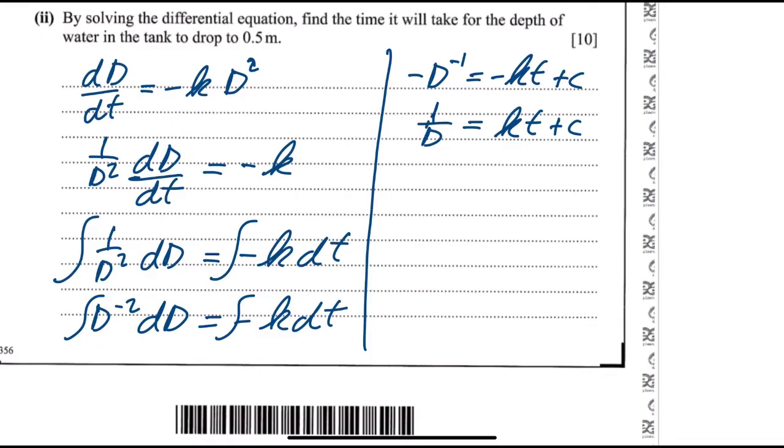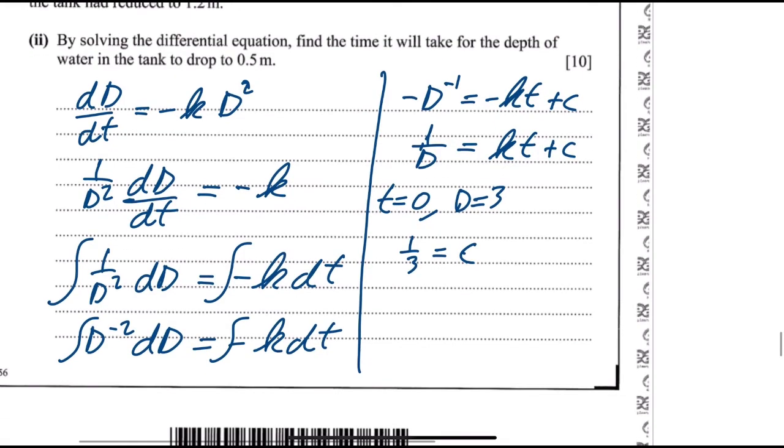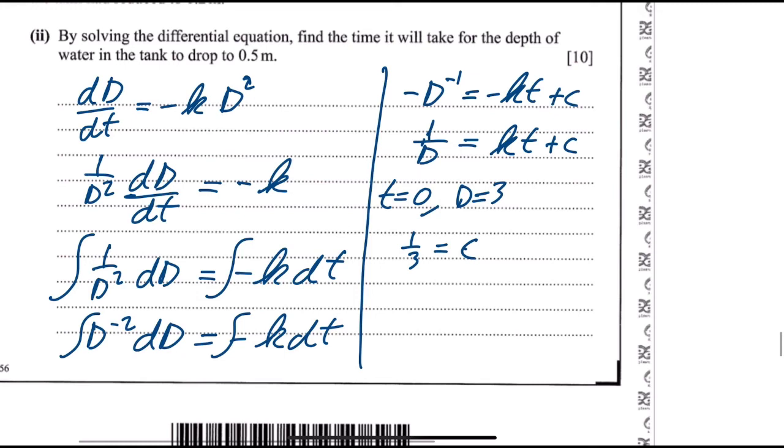Right, we're told the initial depth of water in the tank. So initially, when t is equal to 0, the depth is 3. So let's put that in. 1 over 3 is equal to 0 plus c. So that means c is just 1/3. If you're a good mathematician, anytime you get a constant, you'll rewrite your equation. So 1 over D is equal to kt plus 1/3.